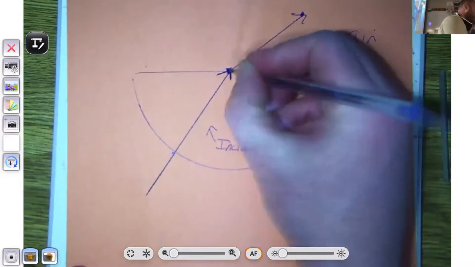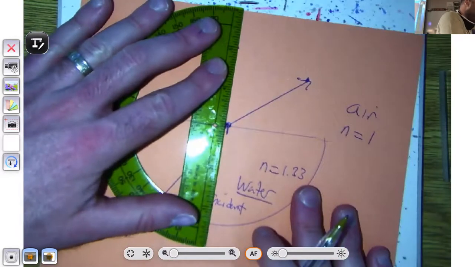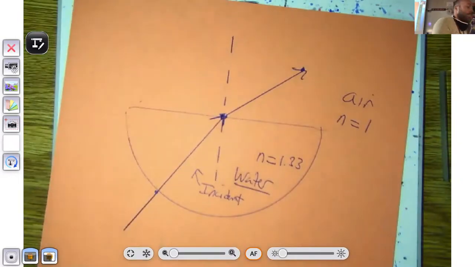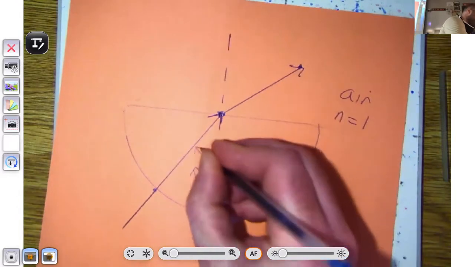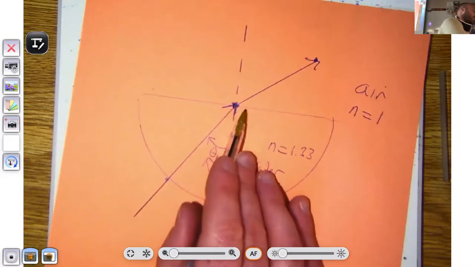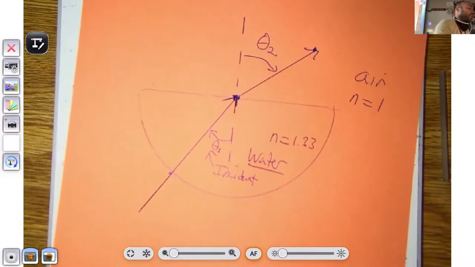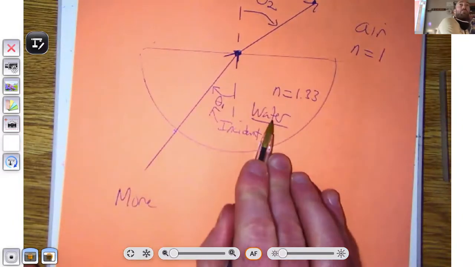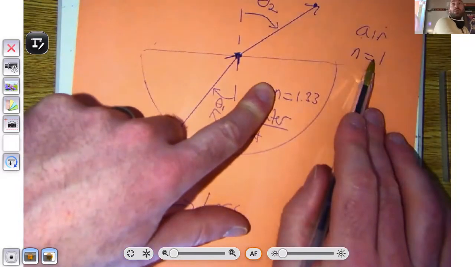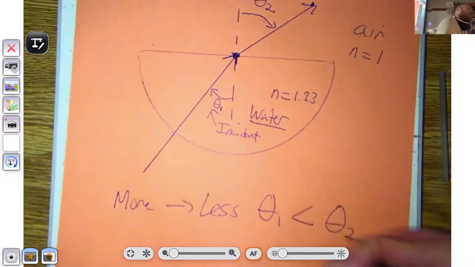Now, the last thing that I need to do at that boundary condition, I'm going to go back to my protractor and draw in a normal line. Nice and dashed normal line. This right here, we can call theta one because it is the angle before we reach this threshold of our boundary condition. And this angle we can call theta two. Notice that we were going from water, which was a more dense medium, into air, which is a less dense medium if we strictly compare our indices of refraction. And what we notice just based on our drawing, do we see that theta one is less than theta two?